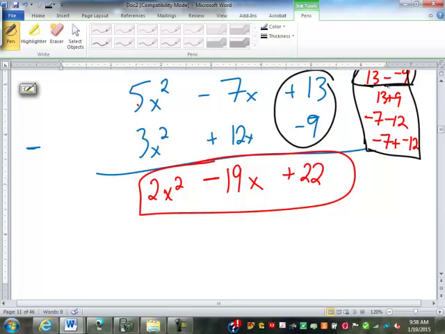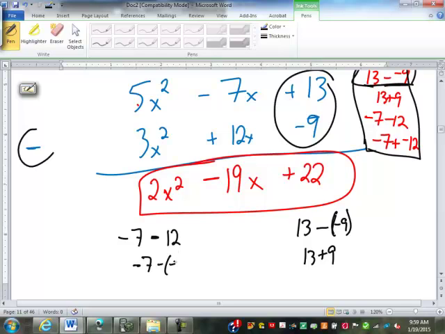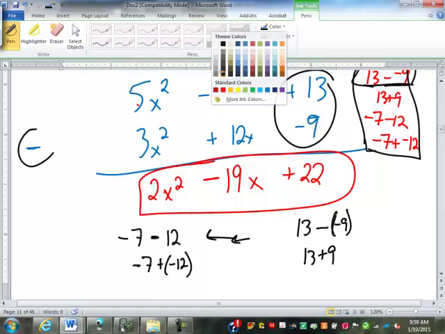That's why I write it out over here. Because 13 and negative 9, well, no, we're subtracting. So it's 13 minus a negative 9. So now I have to remember, I change this to plus the opposite. Plus, the opposite of negative 9 is positive 9. And negative 7 minus 12 becomes negative 7 minus, or plus, a negative 12. So then negative 7 and negative 12 go the same direction. It's going to take some time to get used to the negatives, especially in subtraction.